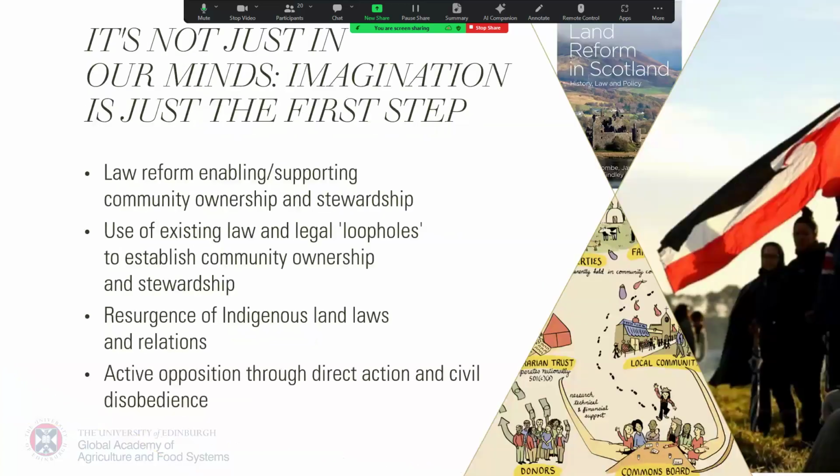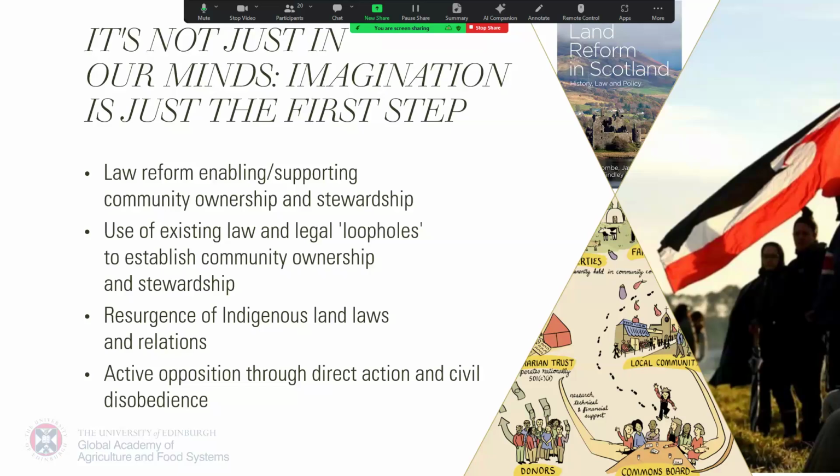But of course, property isn't just in our minds. It has material consequences that influence the way we and others are able to relate to land, to engage with land, to produce and live on the land. It shapes every aspect of our lives. Our regenerative imagination is only effective, in my view, when operationalized through transformative action.